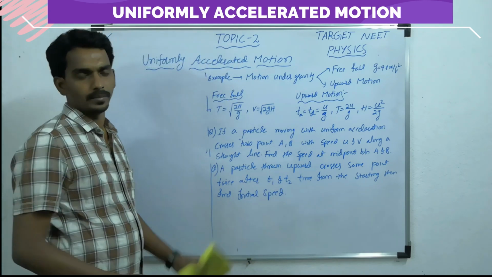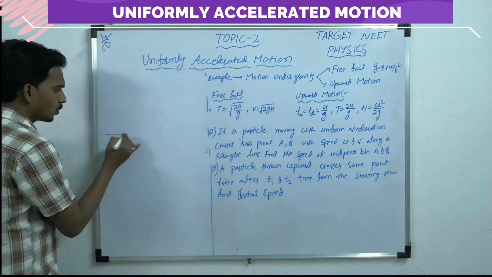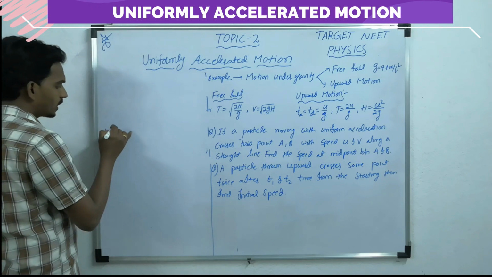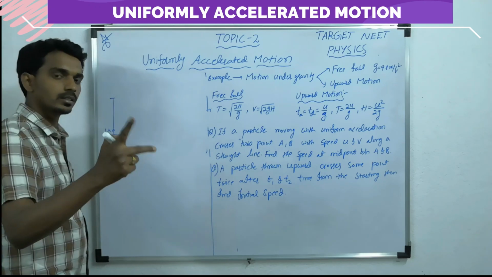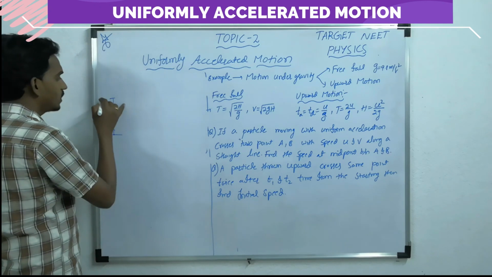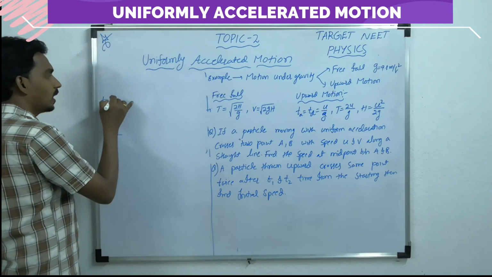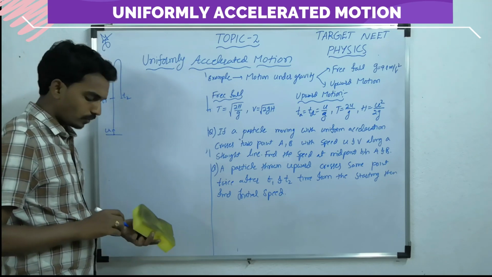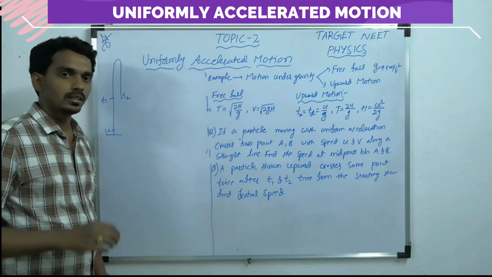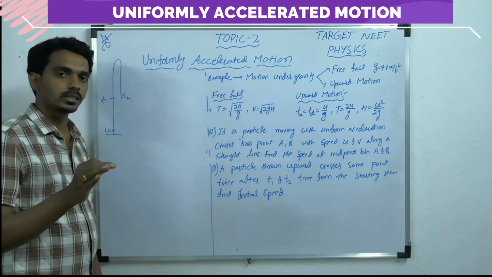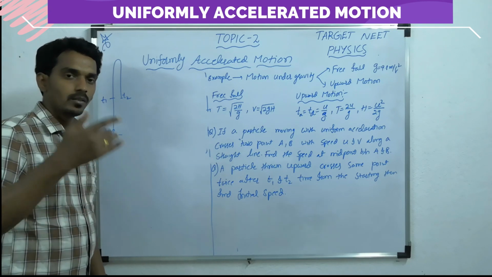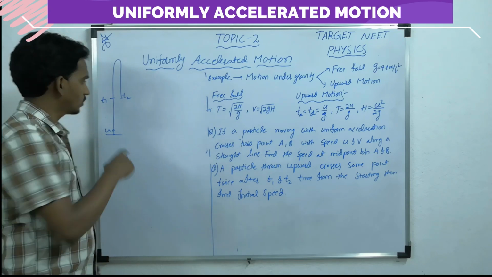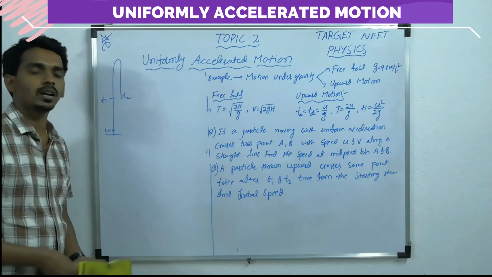See, a body is thrown upward with an initial speed, we don't know what u is, but it crosses one point twice, not just once, it's twice, after time t1 from the starting and after time t2 from the starting. That means you have to understand here itself that the body or particle crosses the given point twice, once while going up and once while coming down.